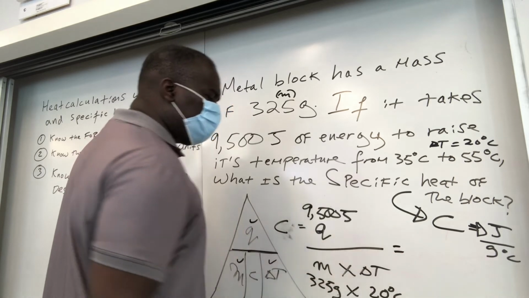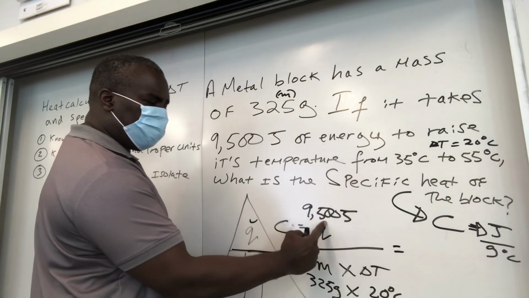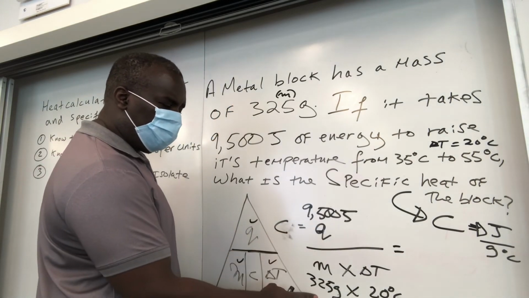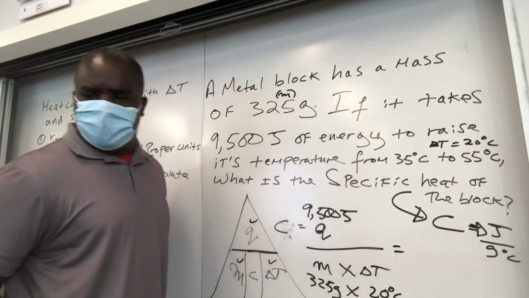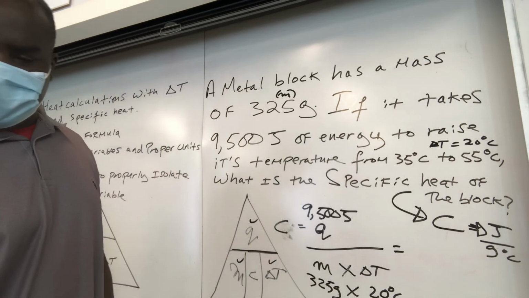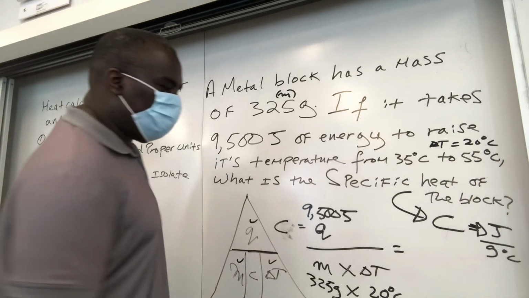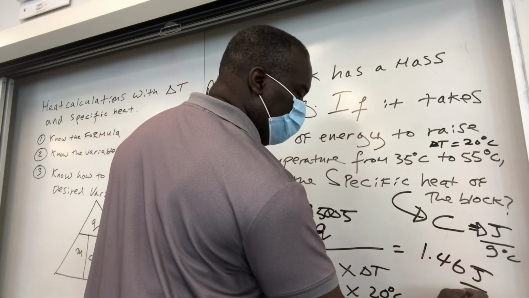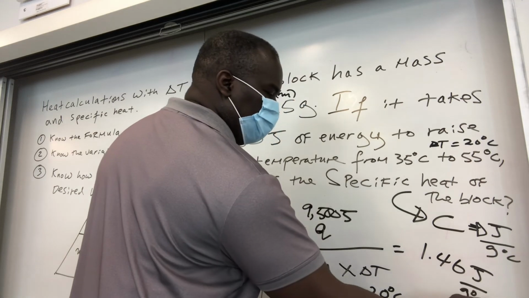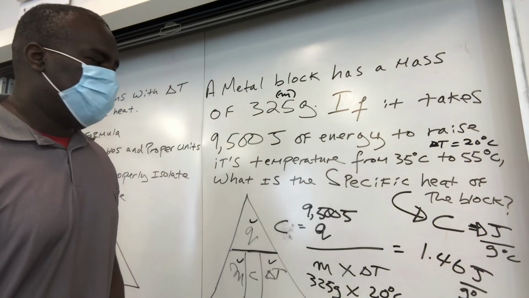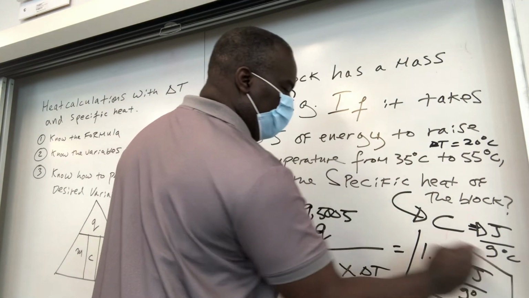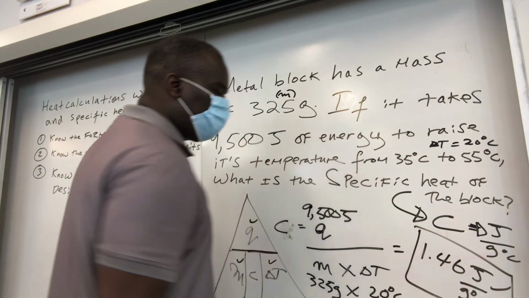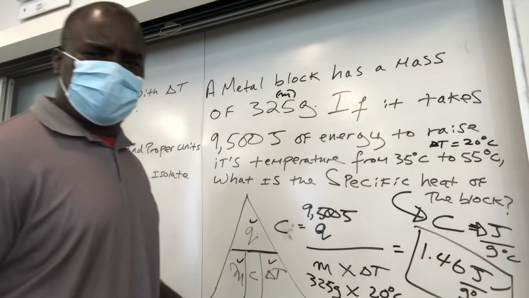So you do your calculation from there. You could simply do 9,500 divided by 325, and then divide it again by 20, and you should get something around 1.46 joules per gram degree C by my calculation. And you're done. Bam, that's your answer. Remember, you included your units, you're good to go. All right, we'll do some more in a second.